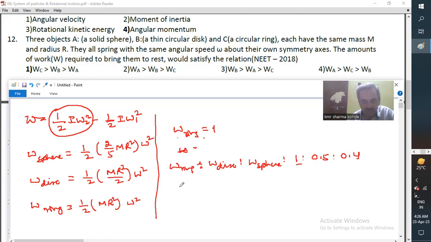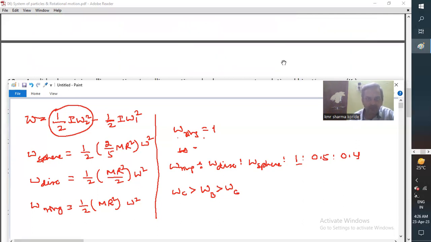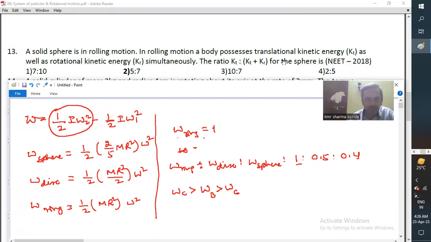Therefore, for the ring, the work done is greater than for the disc. The disc is 0.5, which is greater than 0.4 for the sphere. So this is for the ring, and the first option is correct. This was given in 2018. Moving to the next question.